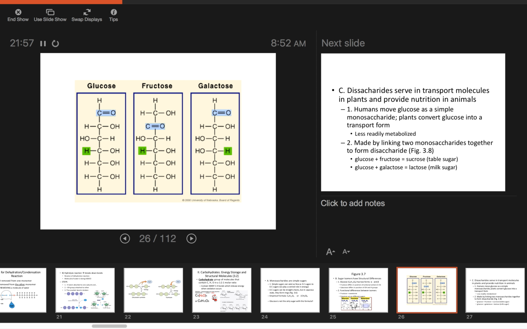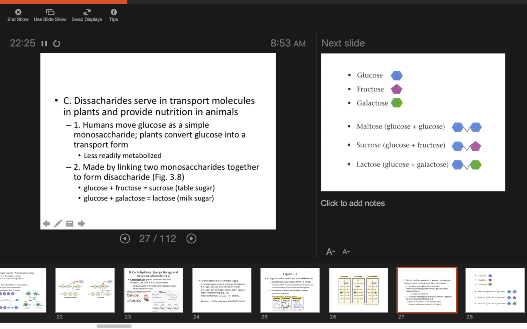Another diagram, this one more color-coded. Here's glucose, and they emphasize where the double bond is, and then that flip between the hydrogen and the OH group. In fructose, the hydrogen is in the same place, but this double bond is somewhere else. In galactose, the double bond is in the same place, but these groups are flipped.